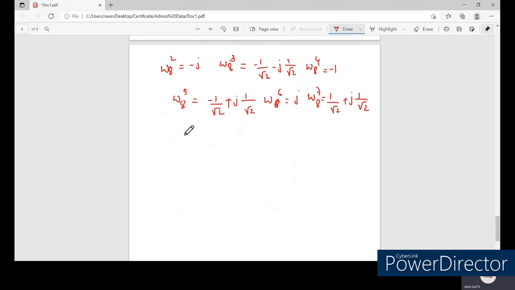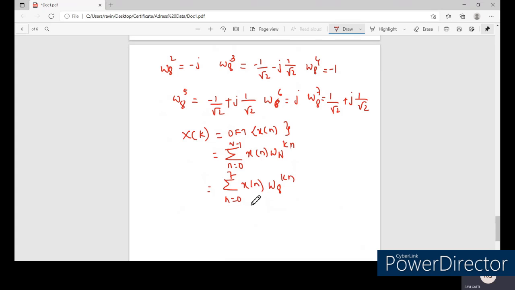Through the use of the DFT formula, we can find the 8-point DFT of the given signal. We know that it is calculated as X of k equal to DFT of x of n, which is nothing but the summation n equal to 0 to N minus 1 of x of n into omega N to the power of k into n. Since N is 8 in this case, I can write it as the summation n equal to 0 to 7 of x of n into omega 8 to the power of k into n.